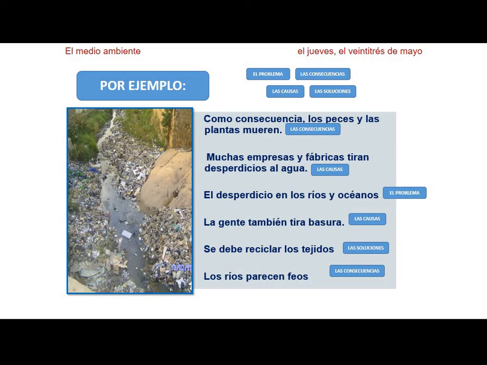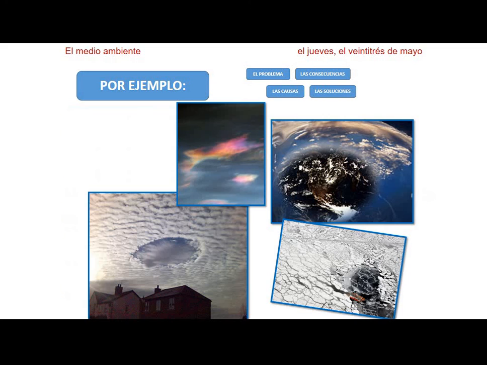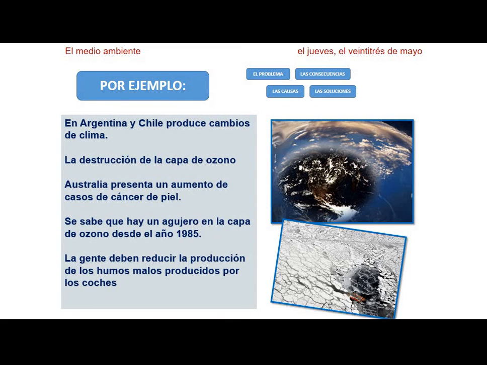Try this again now, then, with a different task, a different environmental problem. Here it is. The ozone layer, I believe. So, here you have issues with the ozone layer. We've got the same idea. Have a read of my sentences. Try and put those into problem, consequence, cause, solution. You can pause the video now, do your work, and when you press play again, I'll go through the answers.